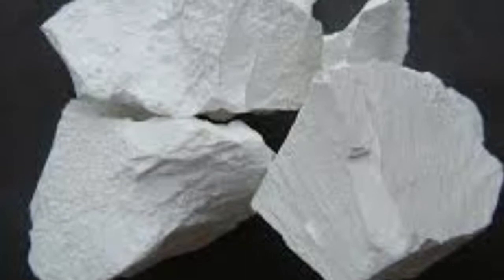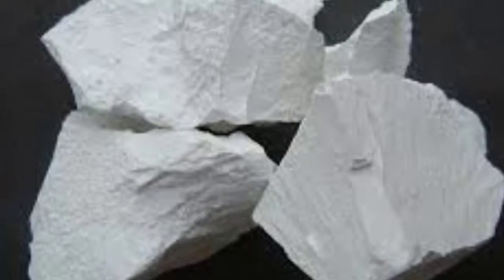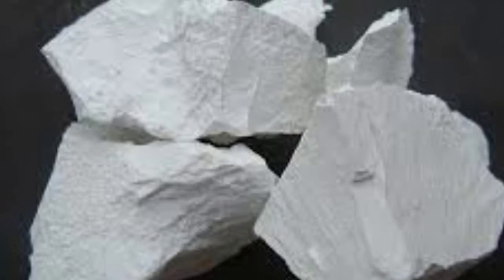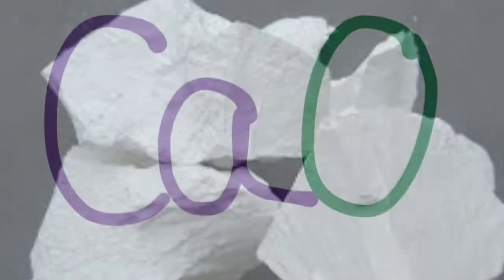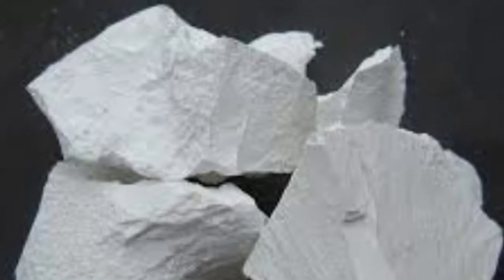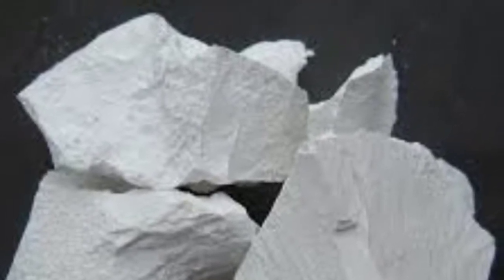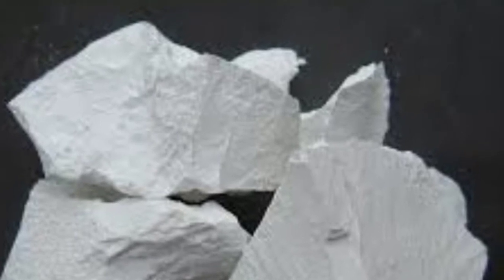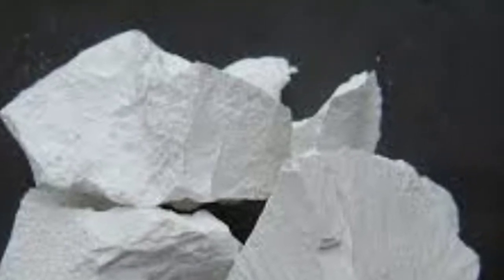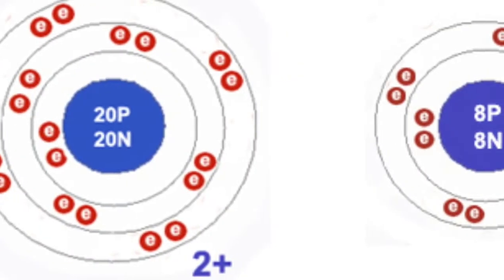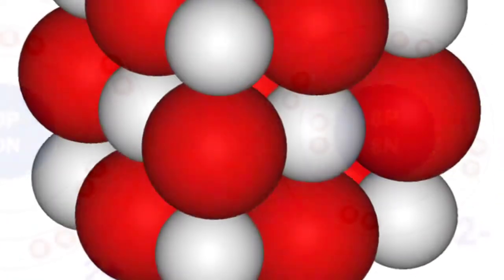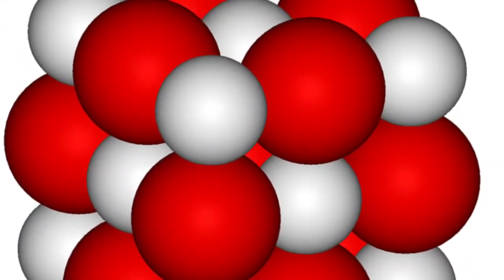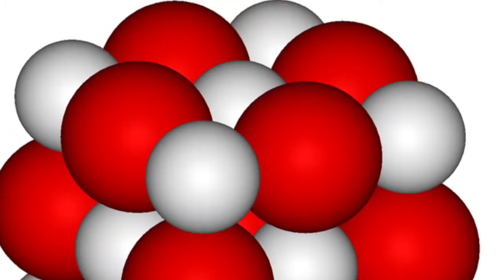It is a white crystalline solid. Its melting point is 2,572 degrees Celsius, and its boiling point is 2,850 degrees Celsius. Its chemical symbol is CaO, and it is 71% calcium and 29% oxygen. Its density is 3.3 grams per cubic centimeter, and its molar mass is 56.08 grams per mole. This is a diagram of the atoms that make up calcium oxide, which is lime. This is also a model of the molecular structure of lime, which I will be making and showing you later.